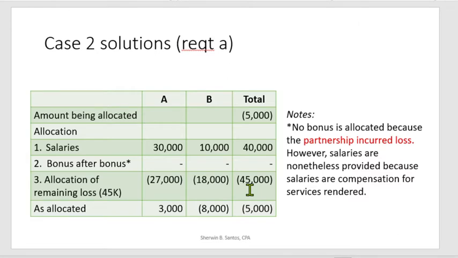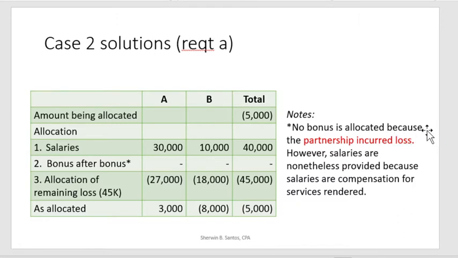So, how do we allocate 45,000 based on the profit and loss sharing agreement na 60-40? So, 45,000 times 60% is 27,000 for A, then 40% naman kay B. Then, i-add mo lang yan para makuha mo yung final amounts. 30,000 plus negative 27,000 is 3,000. 10,000 plus negative 18,000 is negative 8,000. So you will arrive at the total loss na 5,000.